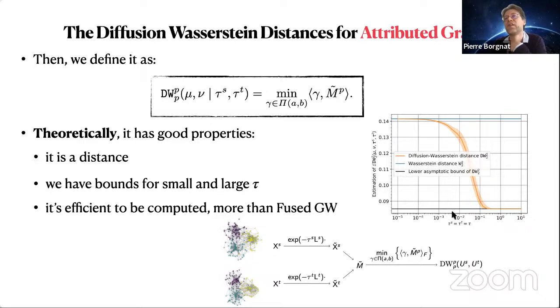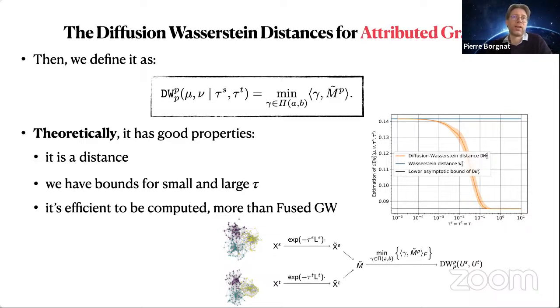With the bounds of the distance, we know that if we are not diffusing anything at all, you are not taking into account the topology, and you have just the Wasserstein distance between the features. If you are diffusing with an infinite time, then you are smoothing out all the features, and you have a lower asymptotic bound that we were able to show, which mostly gives you a comparison between the topologies of the graph.